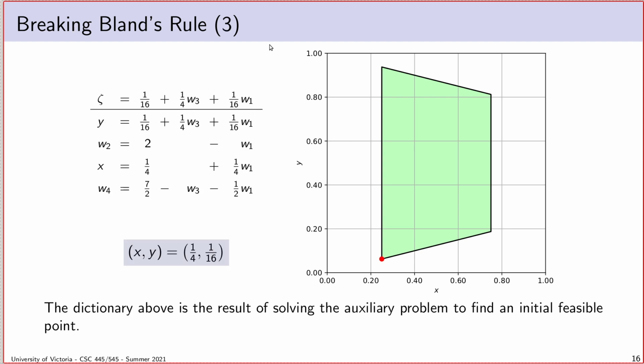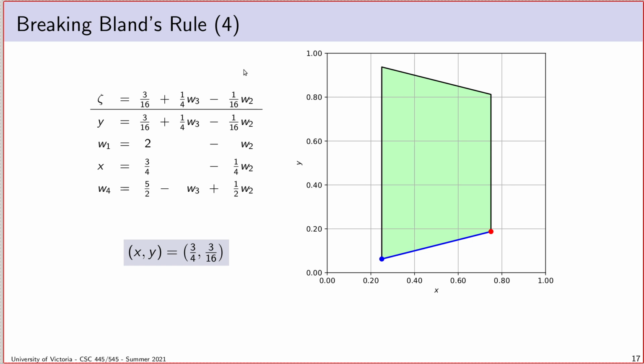So here is the dictionary I get when I solve the auxiliary problem to find an initial feasible solution. And I'm down here, and I said earlier that this is the optimal solution. So our initial feasible point is 1 step away from the optimal solution. But that's not how Bland's rule works. Bland's rule has 2 choices of entering variable, and it chooses W1 because W1 has the lowest index. If it chose W3, we would walk up this edge and end up at the optimal solution. But we don't. We choose W1 and we pivot over here.